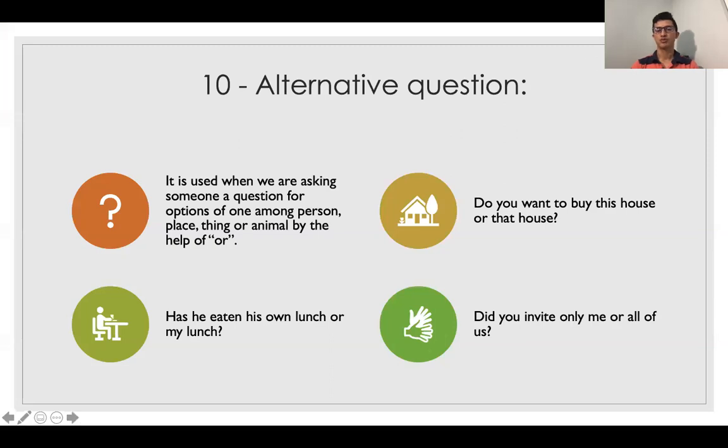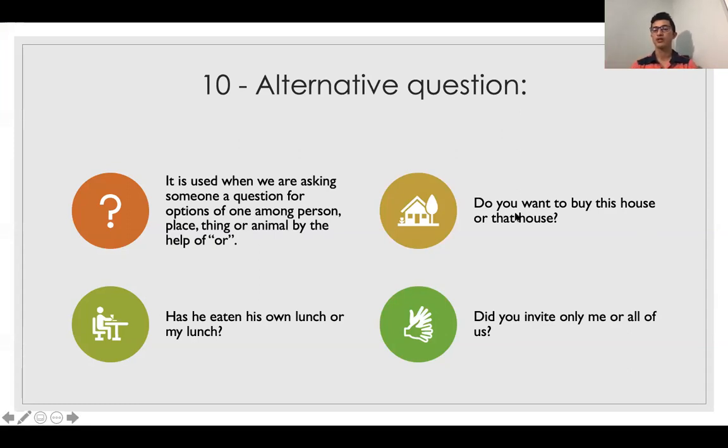So there are two more types of interrogative sentences. The number 10 is alternative question. It is used when you are asking someone a question with options, one among persons, places, things, or animals. So usually we use or in our sentences, and that's an alternative question. Okay, we are asking for an option.